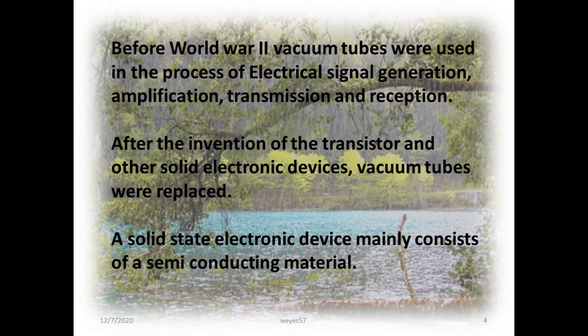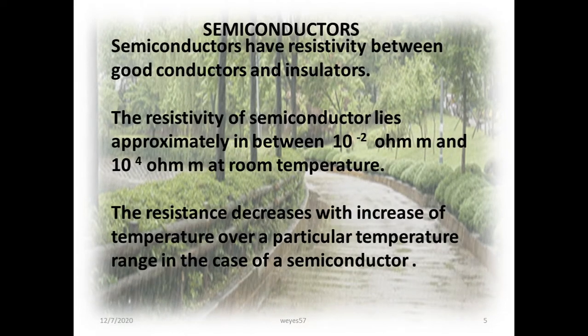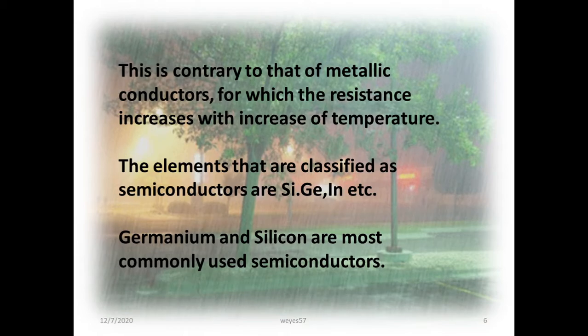Solid-state electronic devices mainly consist of semiconductor materials. Semiconductor materials have resistivity between good conductors and insulators. The resistivity of semiconductors is between 10 to the power minus 2 ohm meter to 10 to the power plus 4 ohm meter at room temperature. But as temperature varies, this resistance varies. Resistance in a semiconductor decreases with increasing temperature, and this is contrary to metallic conductors, for which resistance increases with increasing temperature.